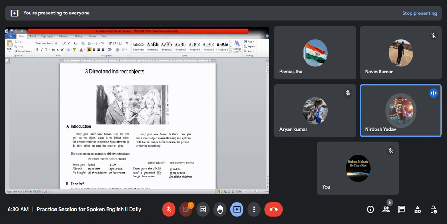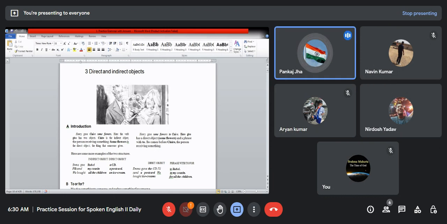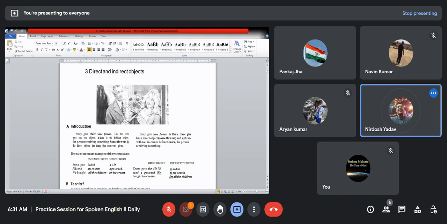Emma gave Rachel a CD. I'll send my cousin a postcard. We bought all the children an ice cream. Then the other structure: Emma gave the CD to Rachel. No, first Rachel, Nirdos.